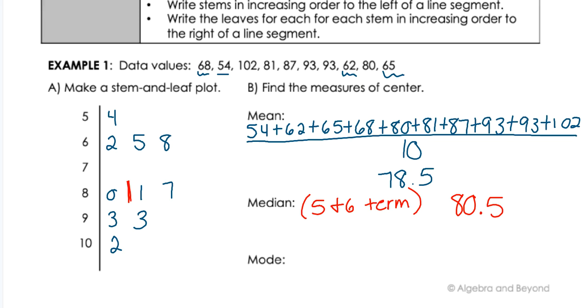And then finally we have the mode. We're looking for something that's repeating more than the other ones. In this case, I have a 93 that occurs twice, while the rest only occur once.